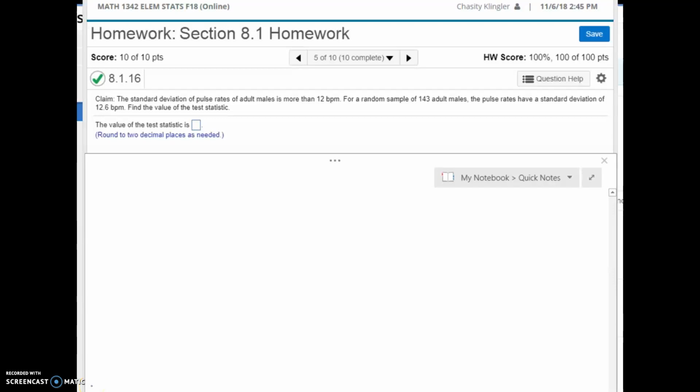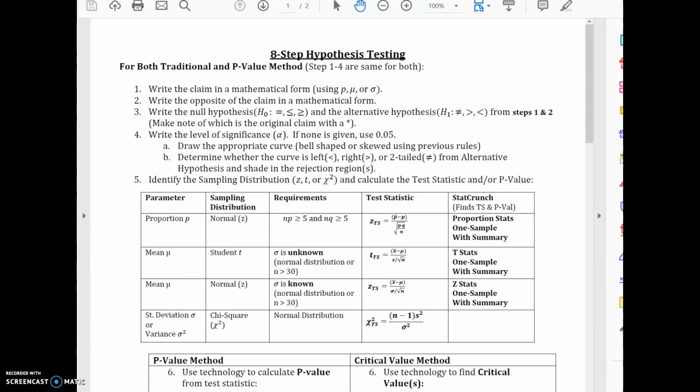Number 5081 is again finding the test statistics, but this time it's for standard deviation. So when you go to your hypothesis test steps, you're still going to do the same first steps, but you're going to be dealing with this last row on number 5, the standard deviation, which is your chi-squared test statistic. Now, if you notice, this doesn't have any in your StatCrunch steps, so you do have to use the formula here to find your test statistic.